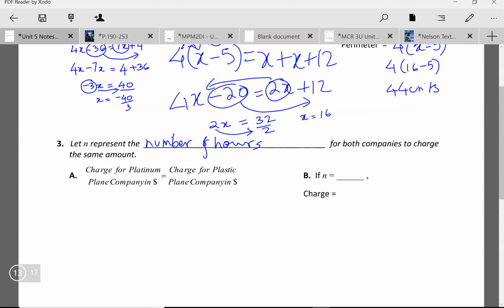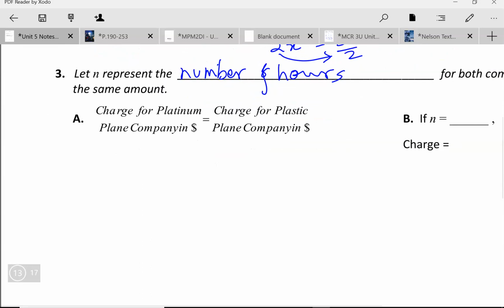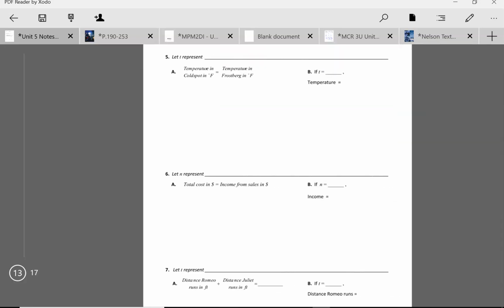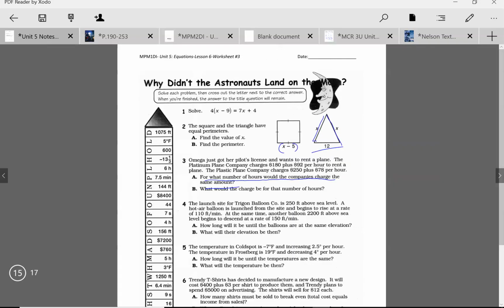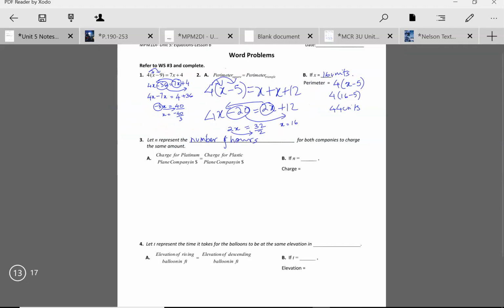Sorry about that. Okay, so charge for Platinum Plane Company. We said here that, again, so 180 plus 92 per hour, and that per hour is giving us a clue that we have to multiply that 92 with something, well, by hours, right? So it's 180 plus 92h.